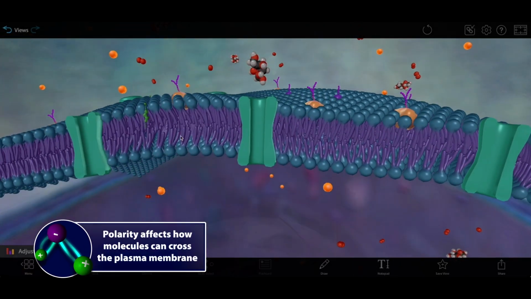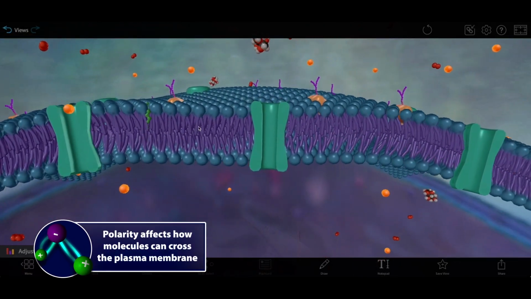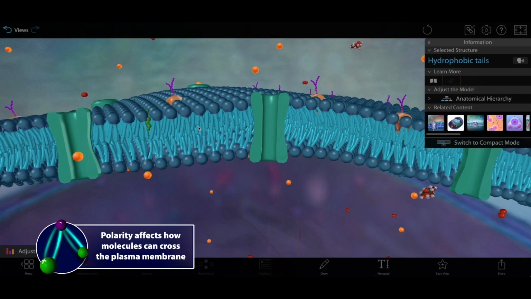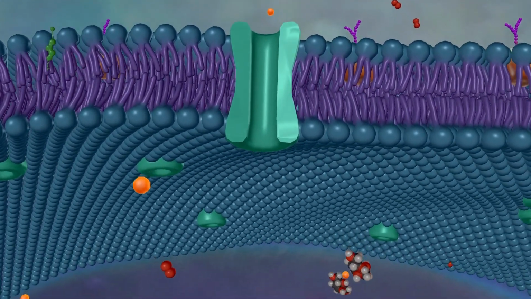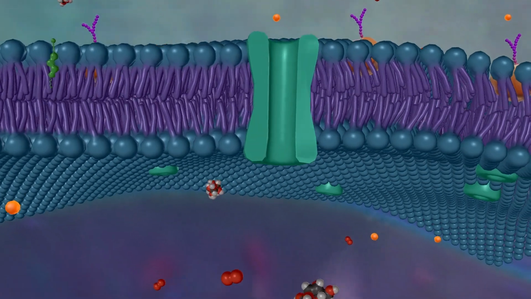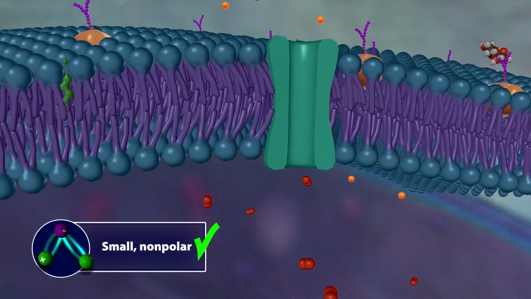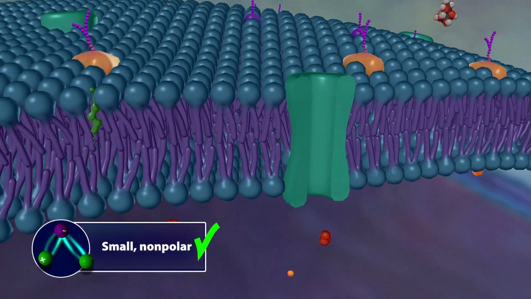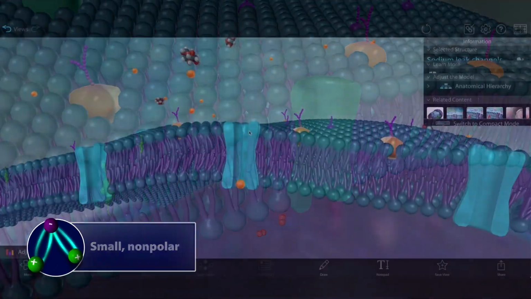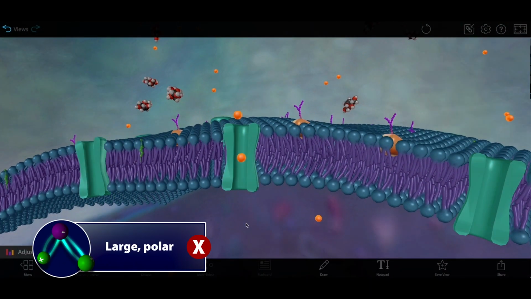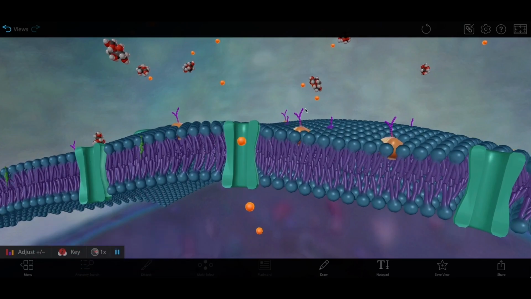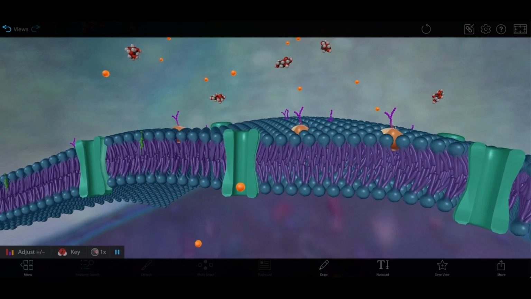Molecular polarity affects how substances move across the plasma membrane of cells because the interior of the phospholipid bilayer is nonpolar, or uncharged. In general, small, nonpolar molecules can diffuse across the membrane with little difficulty. Ions and larger polar molecules, however, usually require assistance from specialized channels or transport proteins.